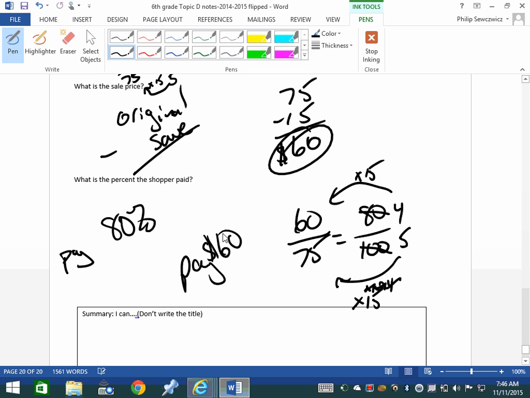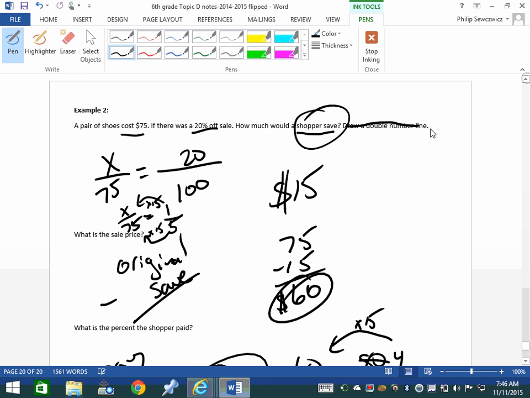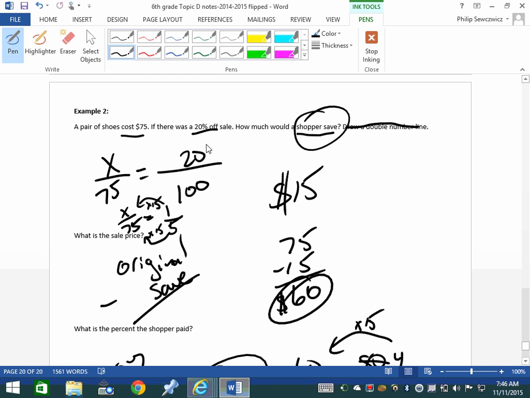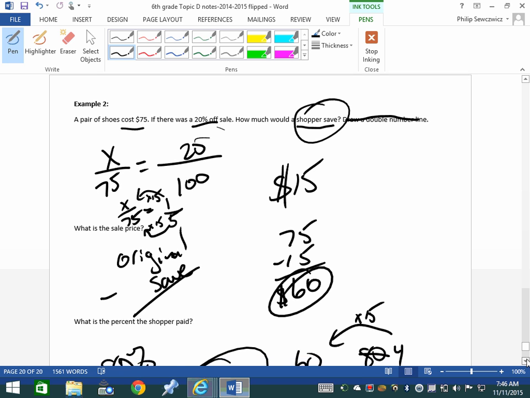Now, what we want to look at there is what is the percent the shopper paid? If you're going to pay 80%, that's why my answer is I'm paying $60. Whereas before, we were looking at how much we are going to save, 20% off. So this is how much I ended up saving. It's something we want to feel comfortable with, and it's with our vocabulary.